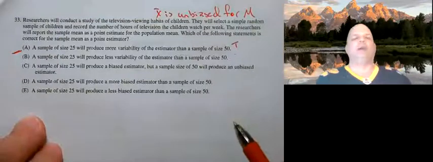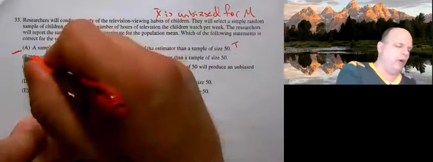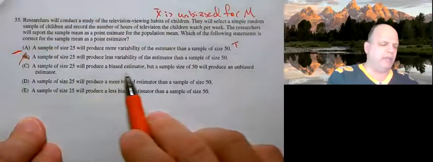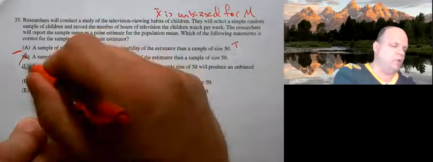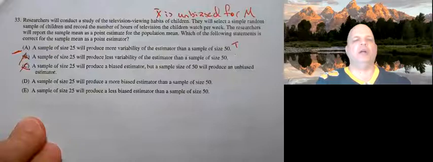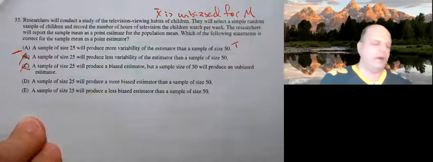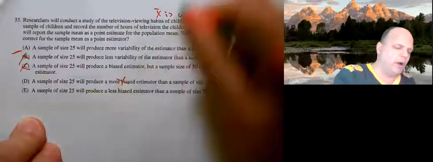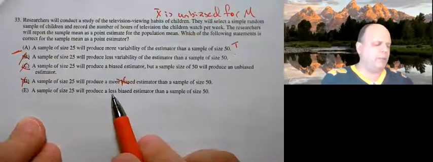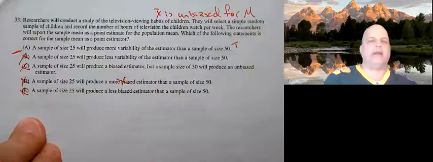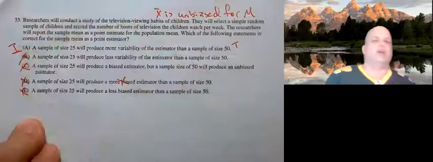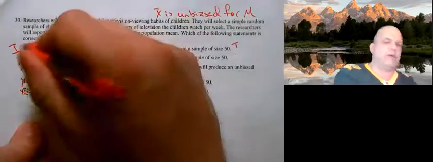Sample size 25 will produce less variability. That's false. A sample of size 25 will produce a biased estimator. No, it won't. The mean X bar is an unbiased estimator. A sample of 25 will produce a more biased. No, it won't. X bar is an unbiased estimator. A sample of 25 will produce a less biased, not a factor because X bar is unbiased. So our best answer is A. All right.